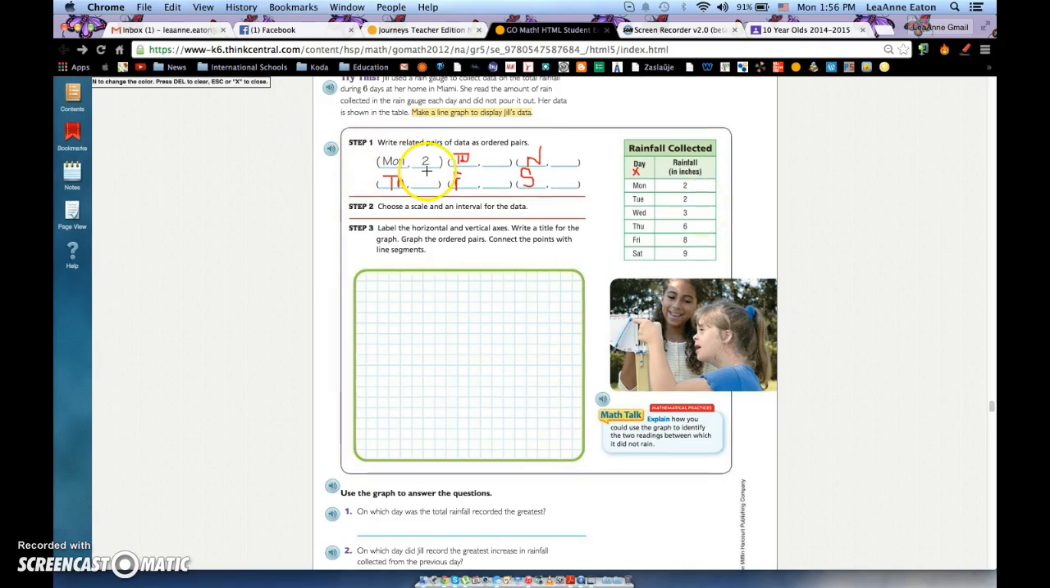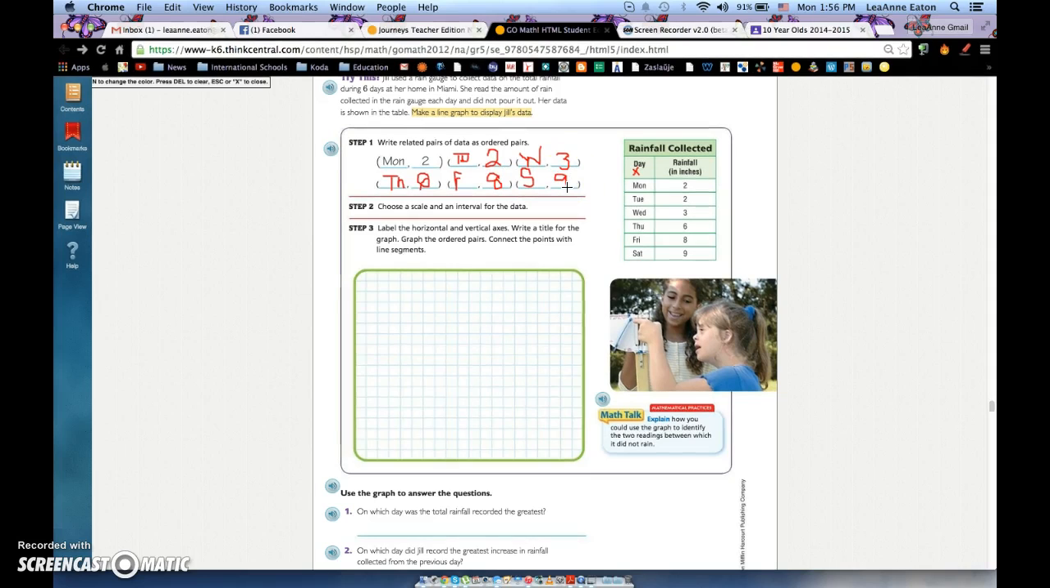Alright, so Monday was at 2 inches. Tuesday is at 2 inches as well. They didn't get any rain. Wednesday is at 3 inches. Make that look like a W so you can see. You should actually write W-E-D and T-U-E, I just can't because my cursor's too big. Thursday is at 6. It rained a whole bunch that day. Friday at 8. And Saturday at 9.